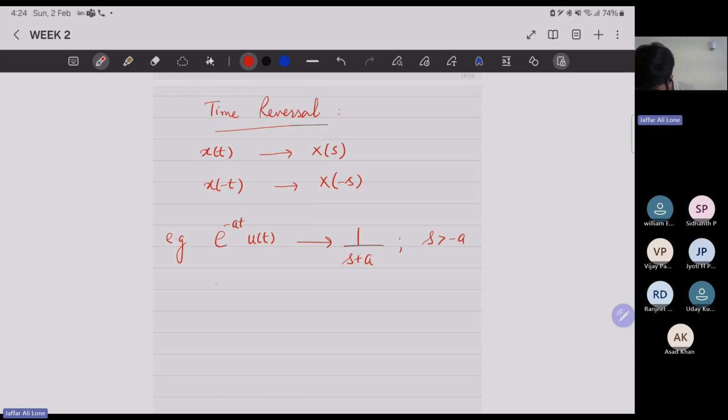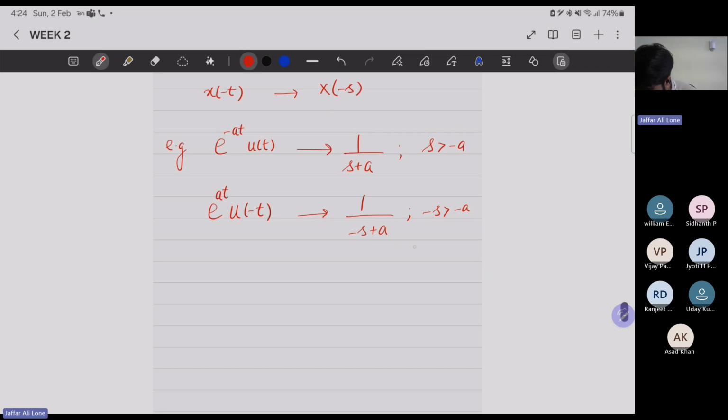I already told you this, but now if we do the time reversal, that is, it becomes e^(at) u(-t), then it will be 1 over minus s minus a, which will be minus 1 over s minus a, with s less than a. Right, so this is the time reversal property. You need to change the sign of s both in the ROC as well as wherever this s appears.